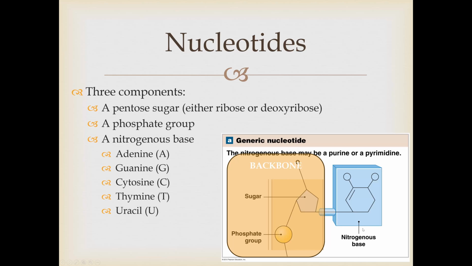Now, when these monomers come together to form a polymer, the sugar and the phosphate group are the part that will make up the backbone of the polymer, and the ladder rungs that stick out to the side are made up of the nitrogenous bases.